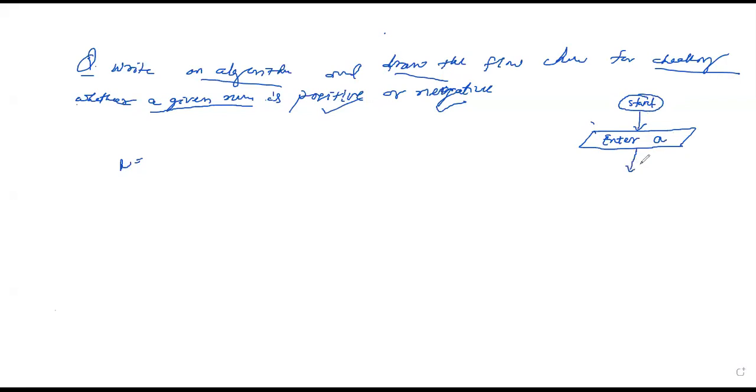Then check. What to check? Whether A is positive or negative. So what should be the condition? Who can say? If A is more than 0, then it will be positive. Less than 0, it will be negative. Very good. If it is greater than 0, then it will be positive. Suppose we have not entered 0, that means we enter a number except 0.